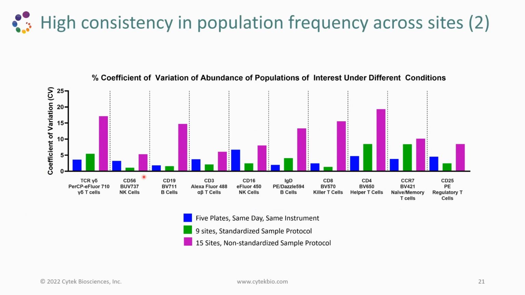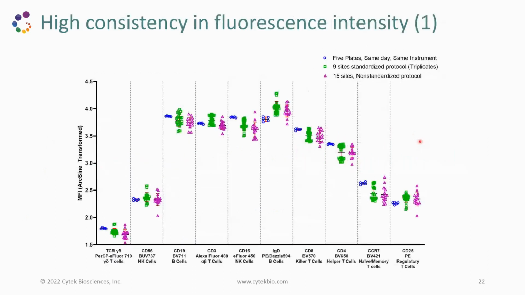And as expected, as you relax a little bit the conditions on the sample end, those CVs start to get higher again. This is confirming everything that we knew from a theoretical perspective, now with actual data. So this is frequency. Now we're going to look at MFI. So what happened with the MFI?